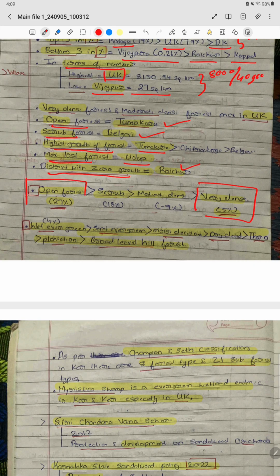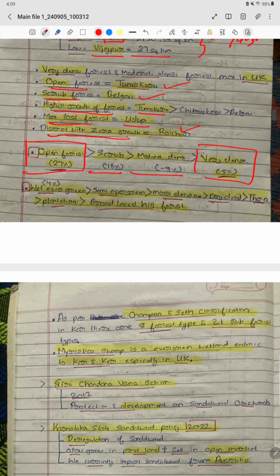So first will be open forest, then followed by scrub forest and moderate dense forest. And based on the classification that is given in the NCERT, wet evergreen forest, semi evergreen forest and all. So if they ask in that classification, the maximum will be wet evergreen forest, followed by semi evergreen forest, then moist deciduous forest, dry, thorn, then plantation, then broadleaves.